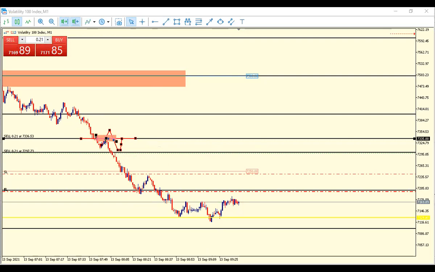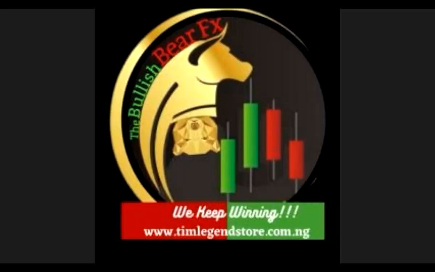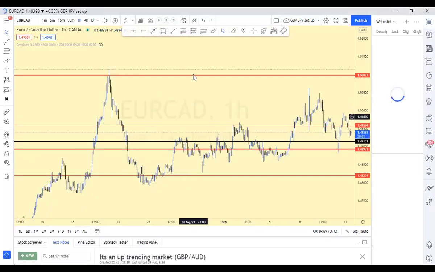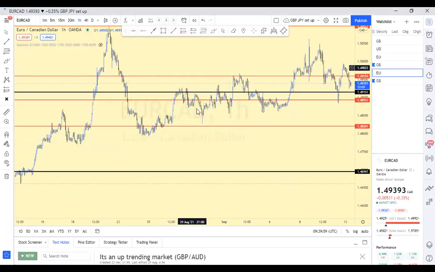Let me see if I can get my TradingView, so that with TradingView I'll be able to illustrate this even more properly. Stop share. Where's my TradingView? Okay. All right, so I'll just take this up here. I want to draw something for you guys.